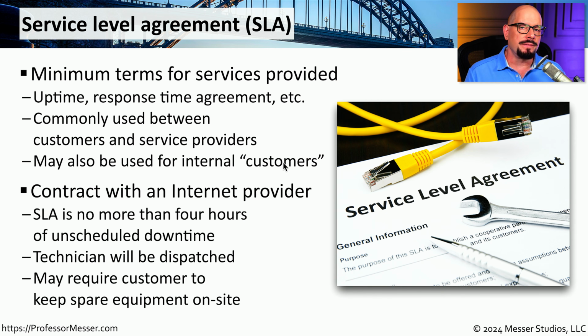Here's an example of the SLA terms you might add to a contract with your internet service provider. You might have an SLA that says you may have no more than 4 hours of unscheduled downtime in an entire year. And if there's more than 4 hours of downtime during that year, there might be a credit or some type of penalty associated with that SLA.